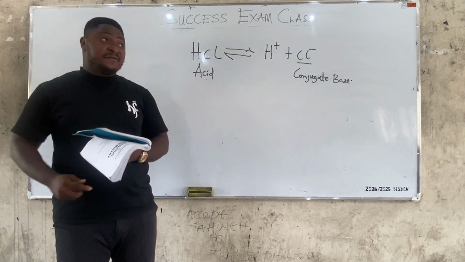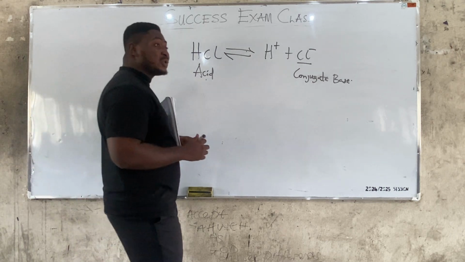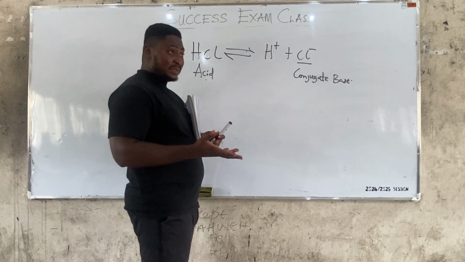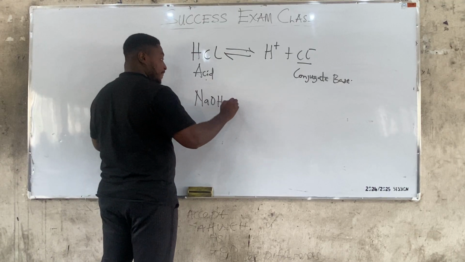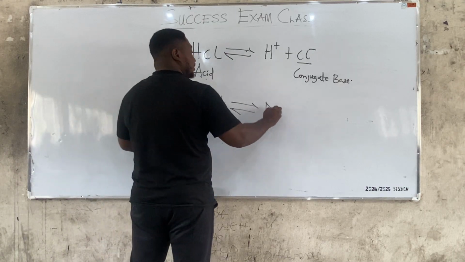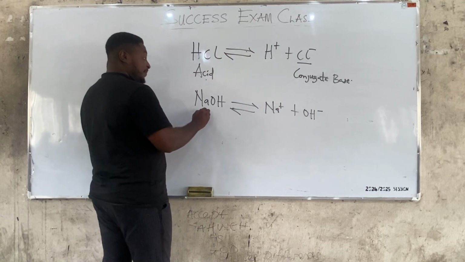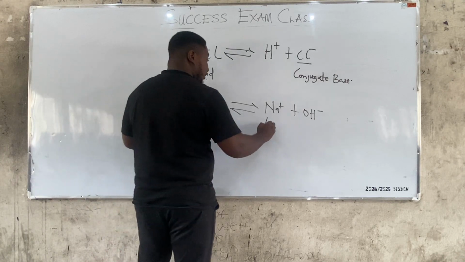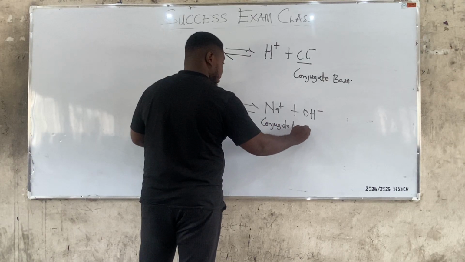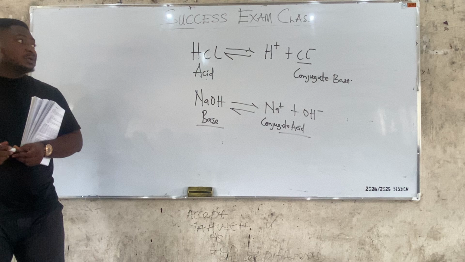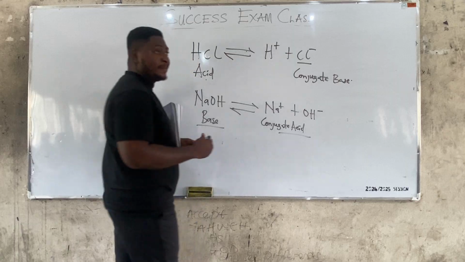Very easy to identify. The conjugate acid of a base is formed when the base loses the OH minus. Are we together? Yes. If you have to find the conjugate acid of a base like NaOH, you have Na plus plus OH minus. This is a base, right? The conjugate acid is Na plus. So HCl's conjugate base is Cl minus. NaOH's conjugate acid is Na plus.